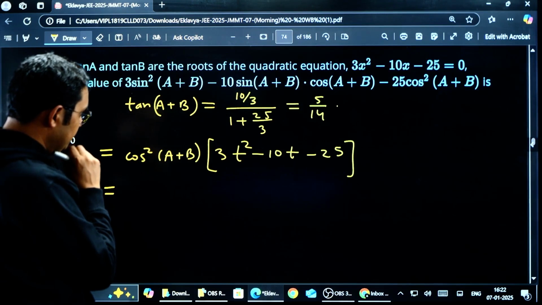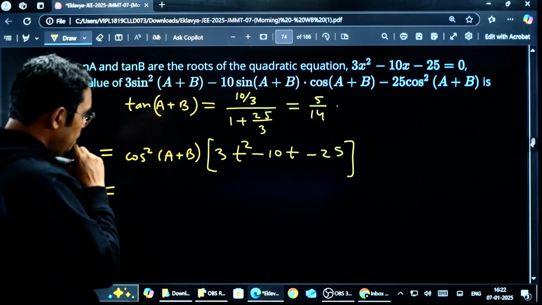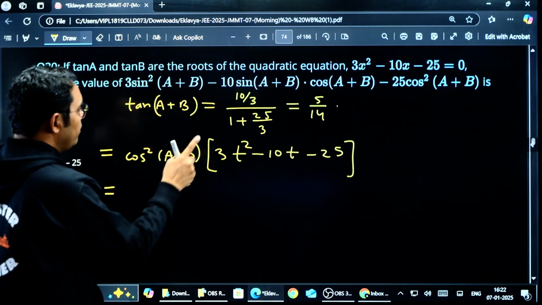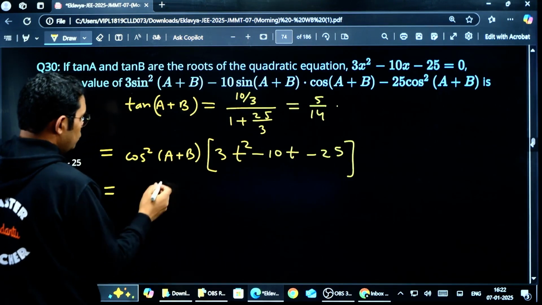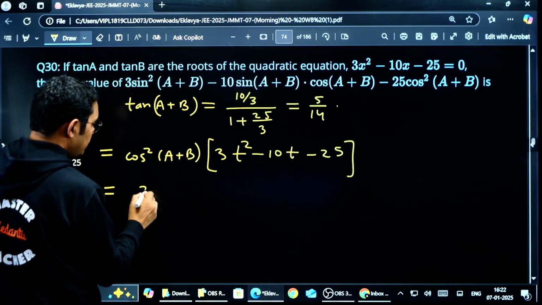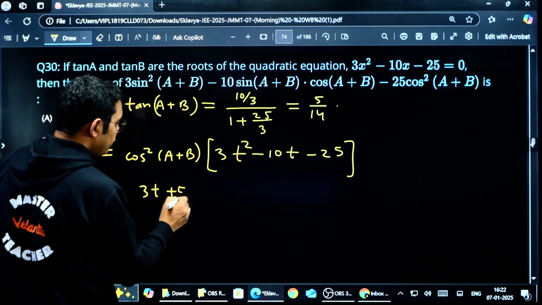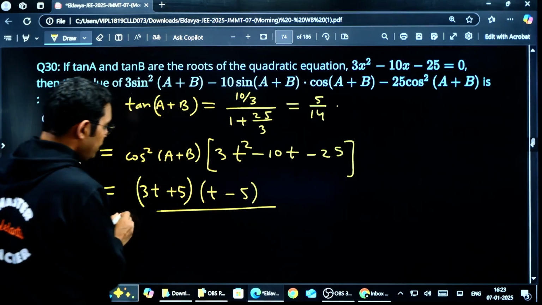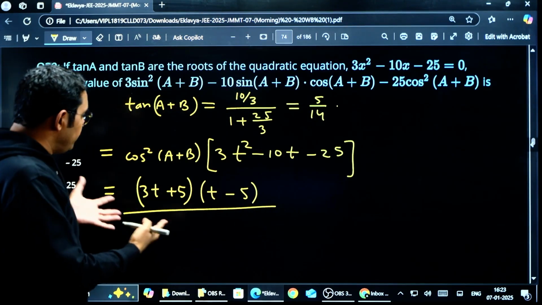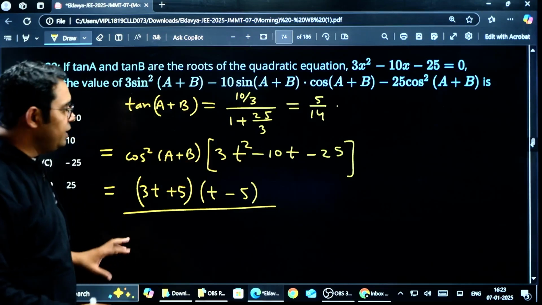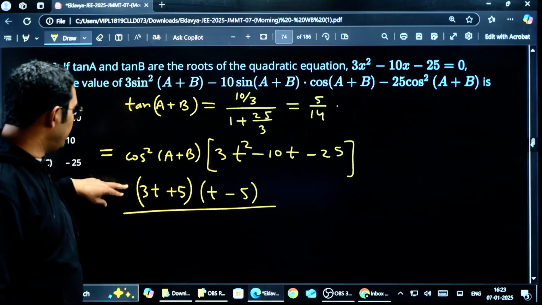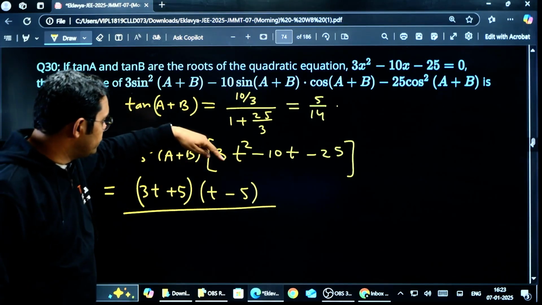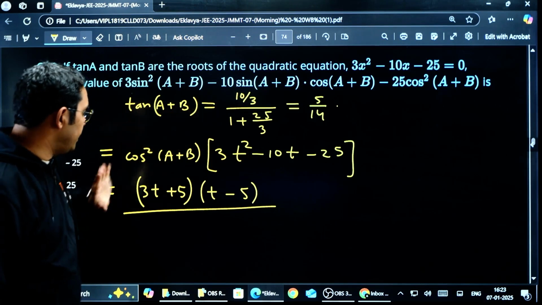And here for minus 75, the middle term was minus 10t. How can we make it? 15 into 5. So minus 15 plus 5. So this will be factorized as (3t+5), one factor, and (t-5). Actually, after breaking into factors, I think this substitution will be a bit easier. Let us first check the factors: 3t² minus 15t plus 5t, okay, that's correct.